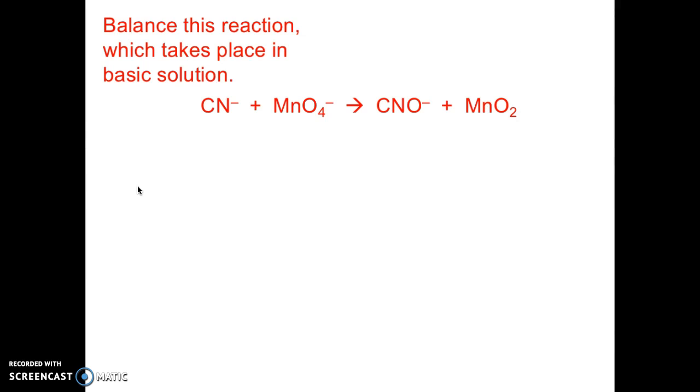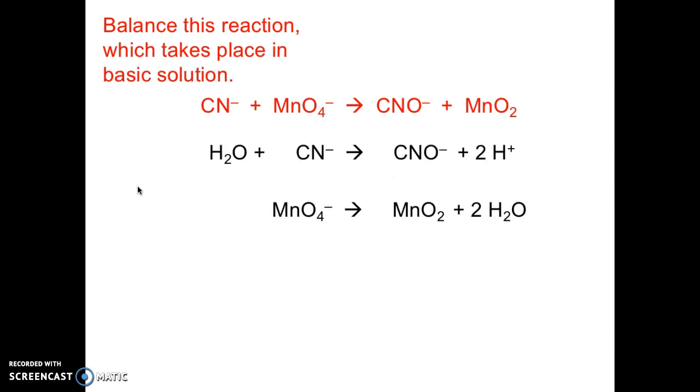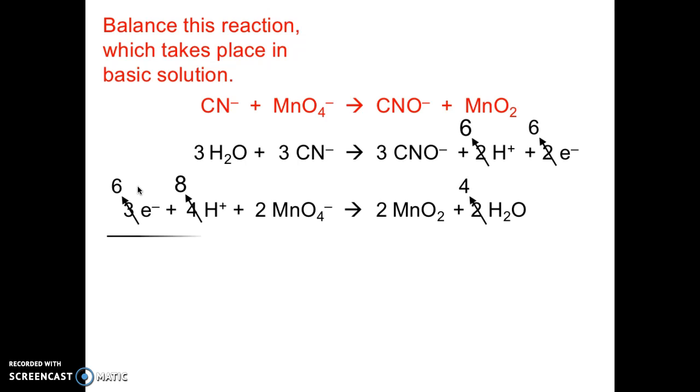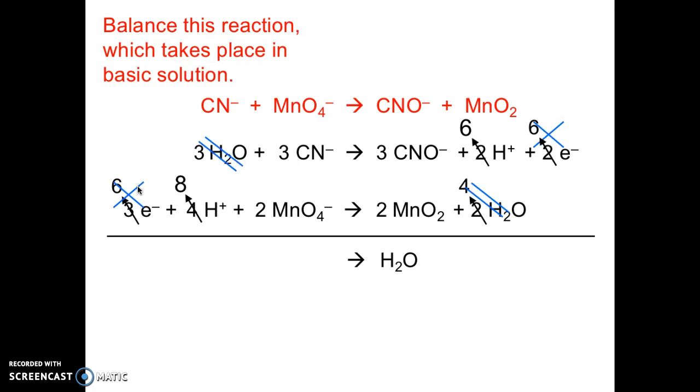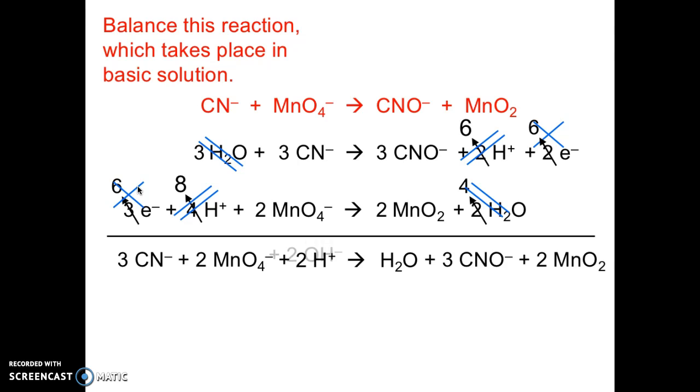Here's another example, but you know what? We're just going to skip forward for the sake of clarity. Whew. This is fun. Okay. This is in a basic solution.